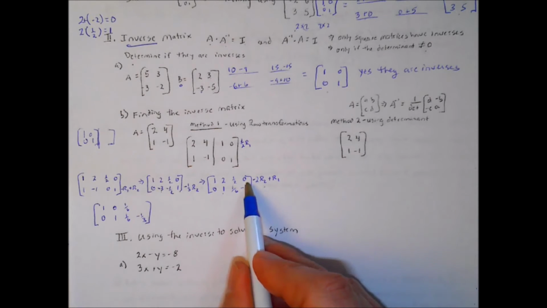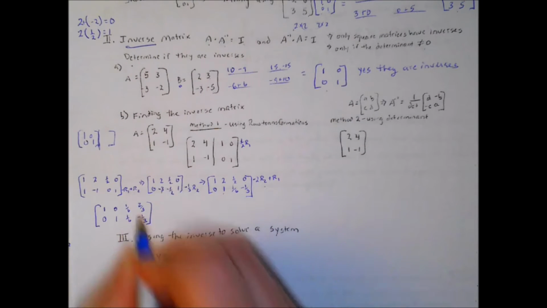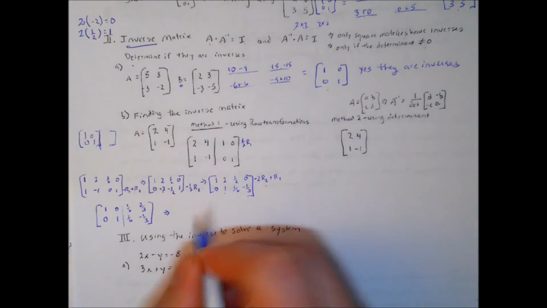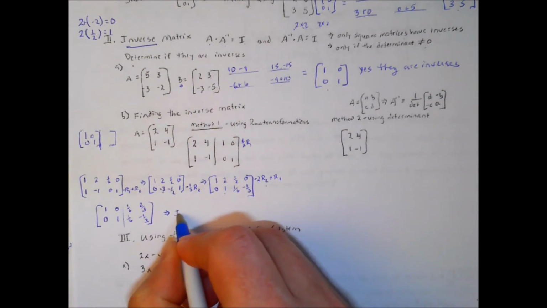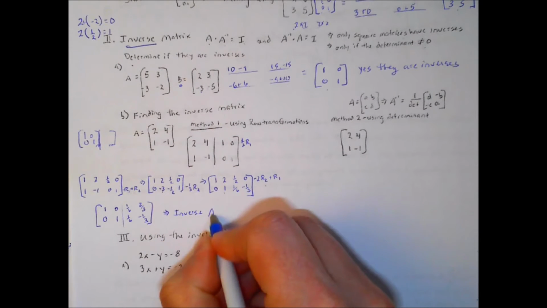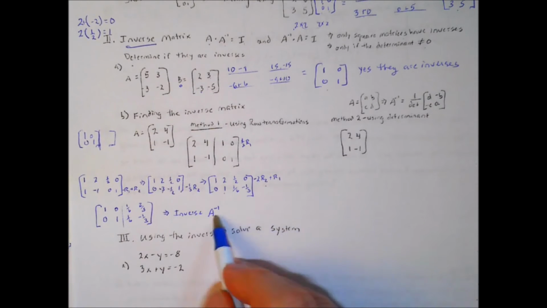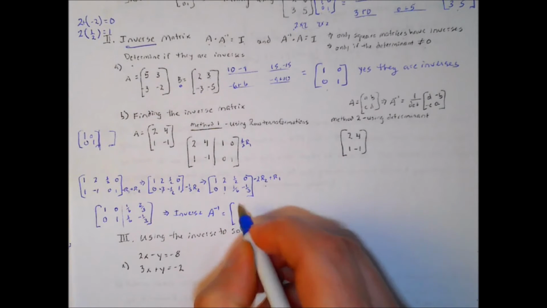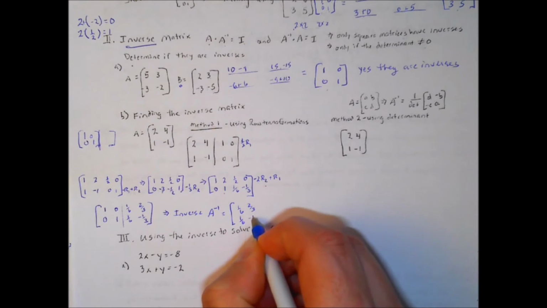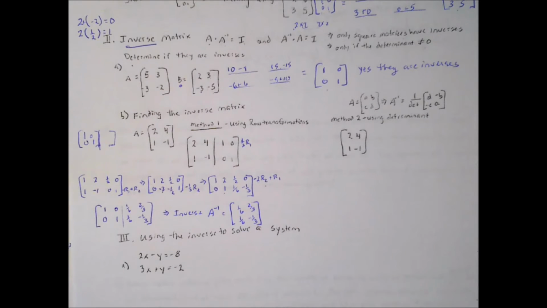Okay, so now I can say that the inverse of this matrix up here, which was A, I'm going to call A inverse. A inverse is equal to 1/6, 2/3, 1/6, negative 1/3. That's the inverse. Okay, so another way to do it is using the determinant.